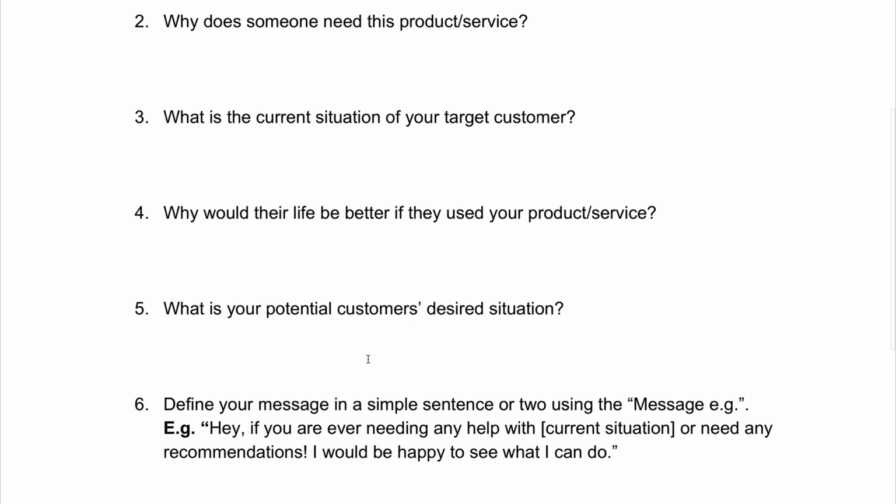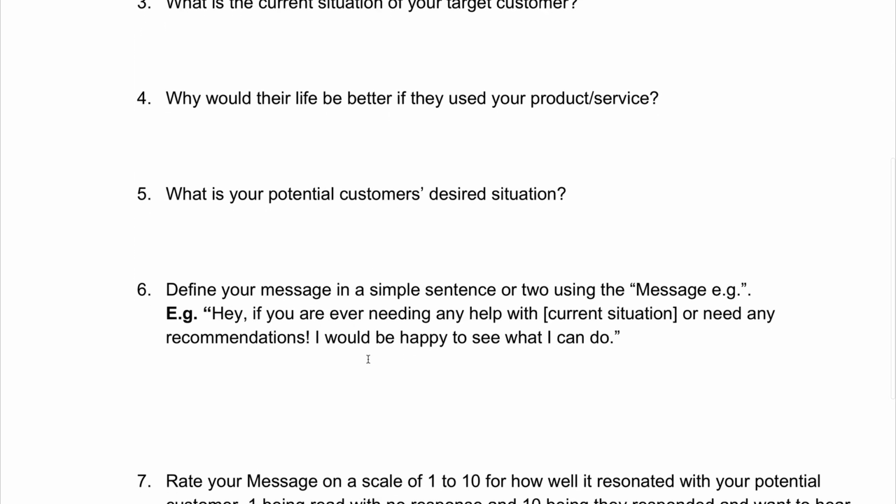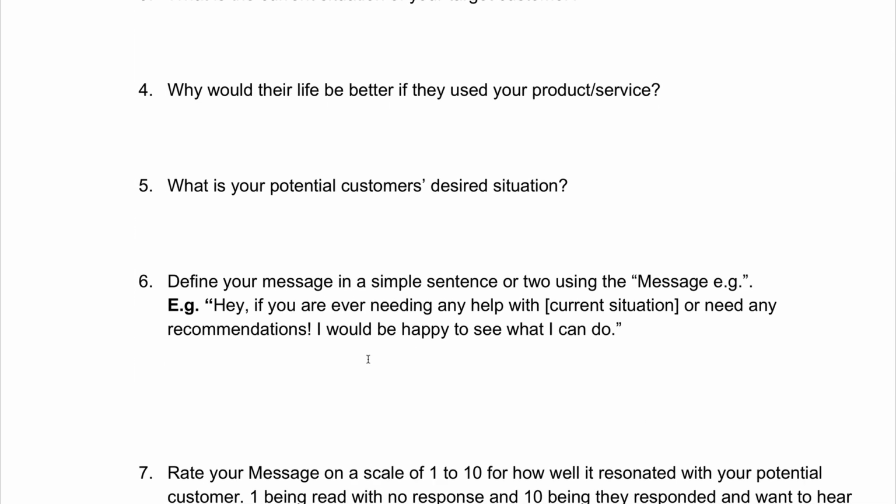The reason we must do this is because we really want to understand who it is that we're going to be targeting. That's really going to allow us to find out more while using these organic methods. And so you're going to define your message in a simple sentence or two using the message example.